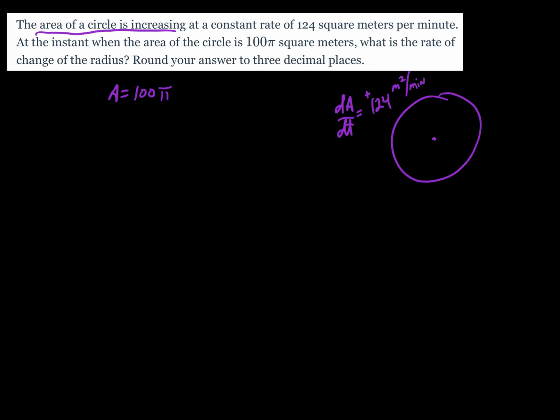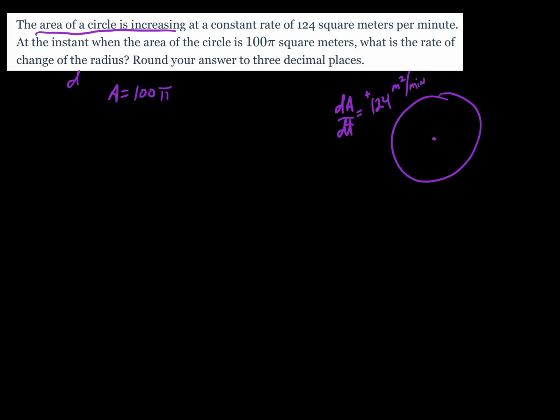All right, our next one, the area of a circle. Pretend it's a circle. There's a center. And it says the change in the area is increasing. It's positive at a constant rate of 124 square meters per minute. That is a rate of change. It's a change in the area. Okay, so that's dA dt. At the instant the area equals 100 pi, at that moment in time, what is the rate of change of the radius?